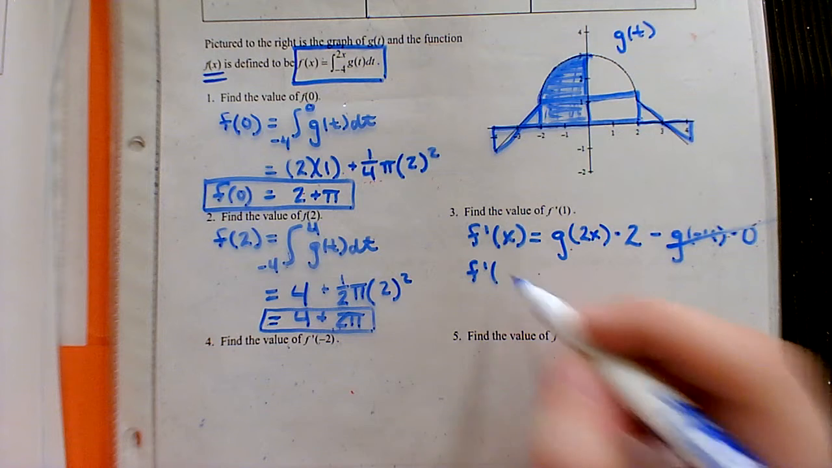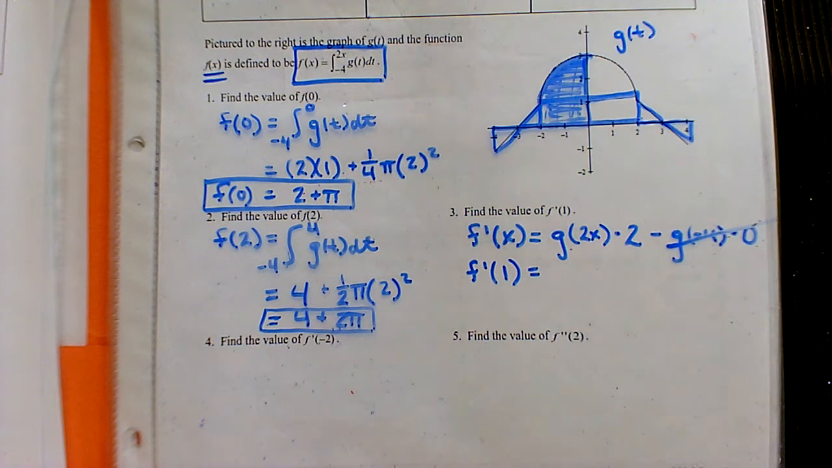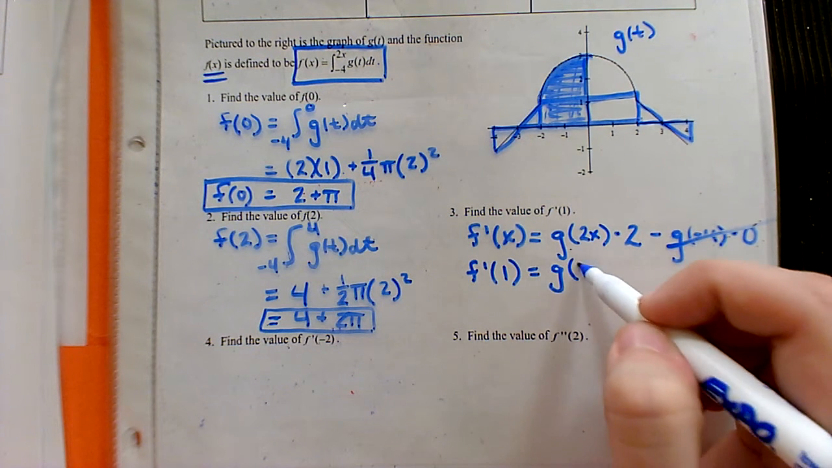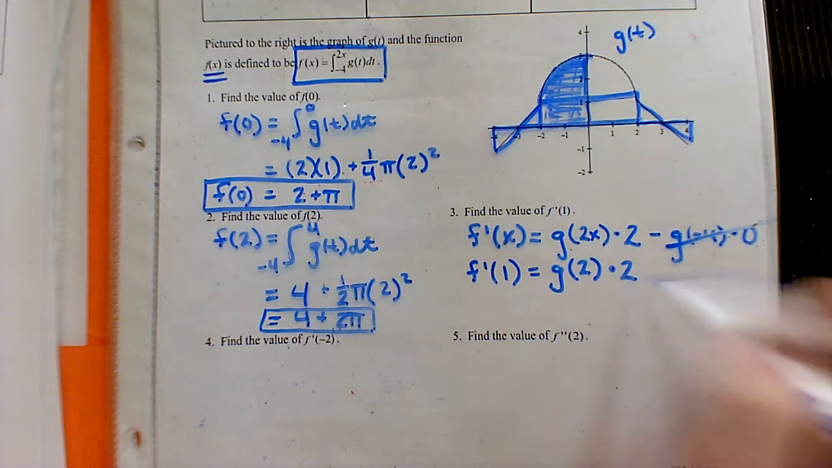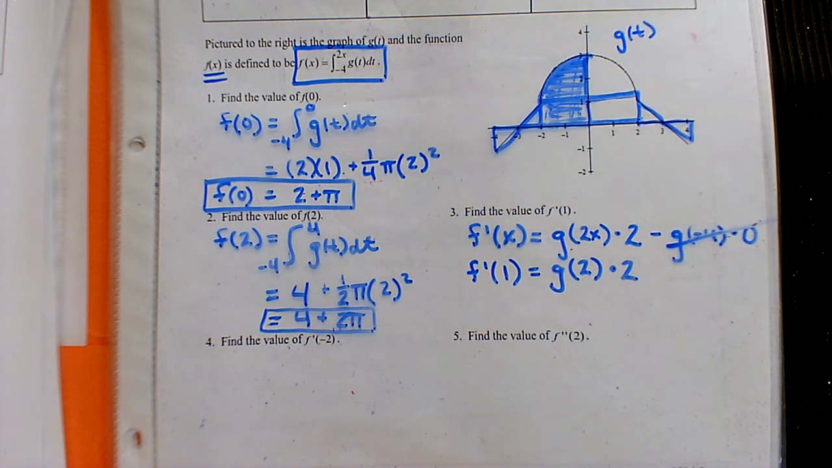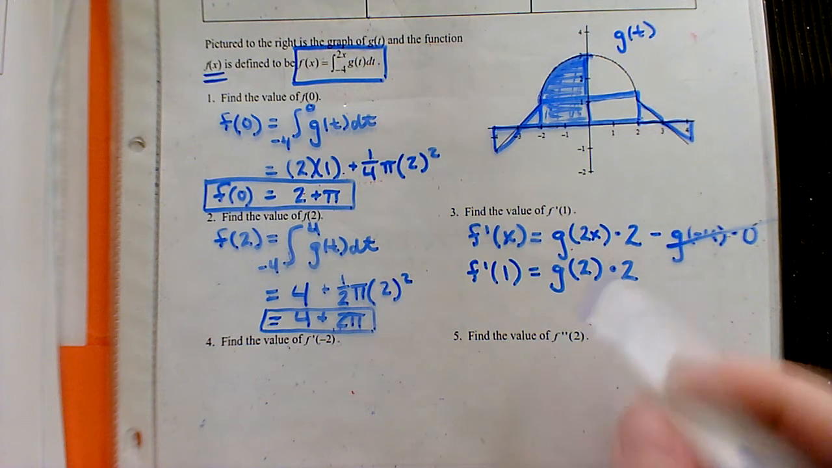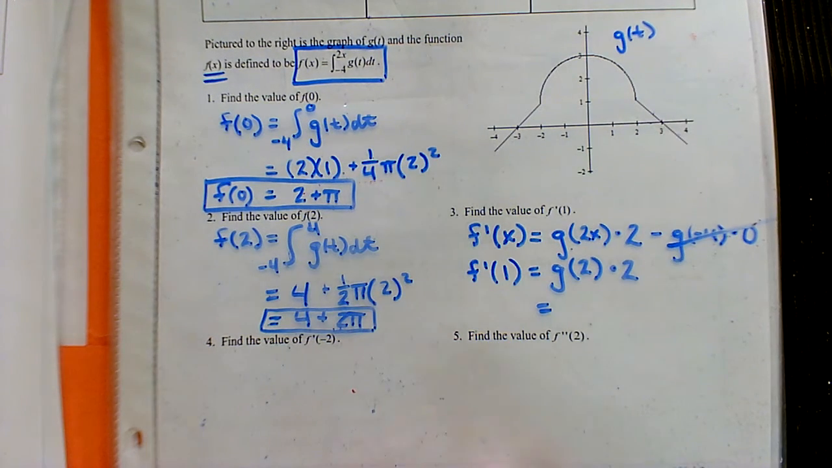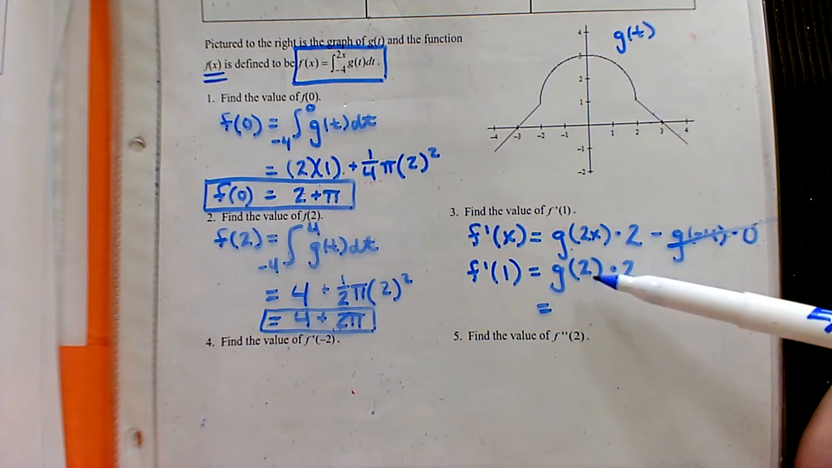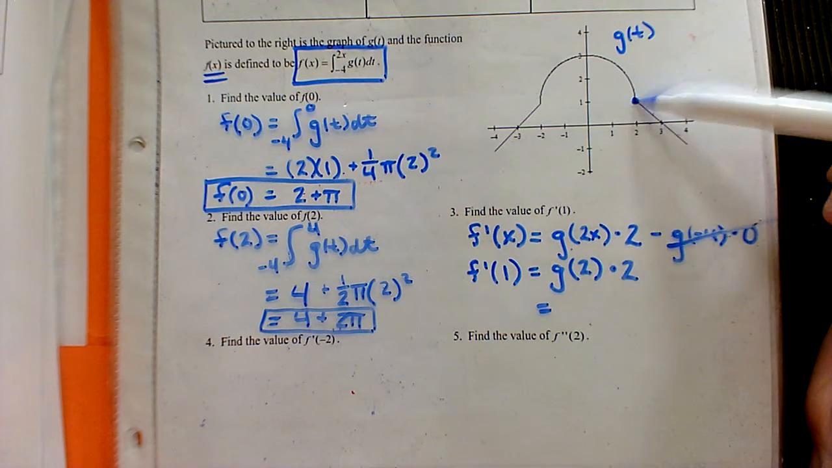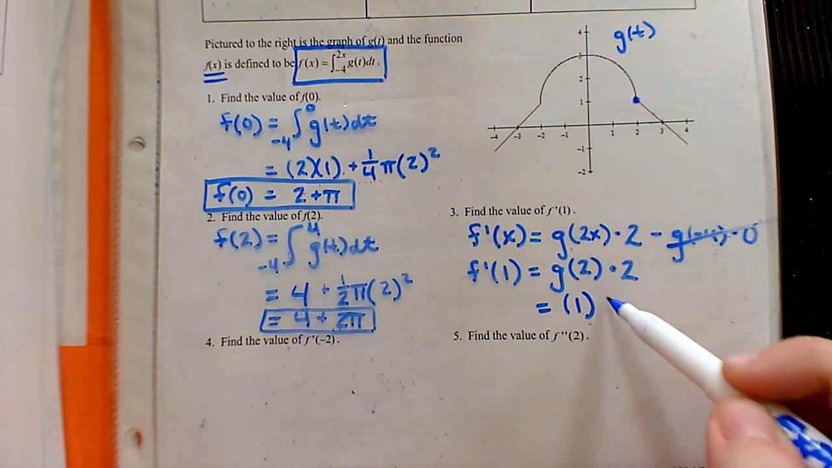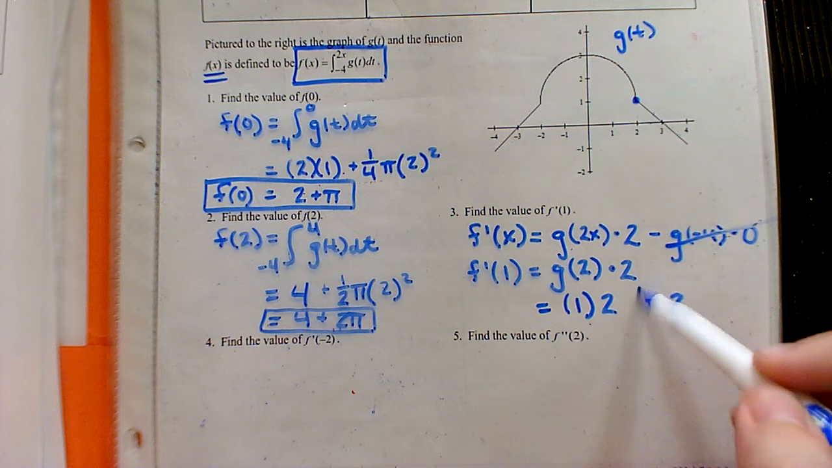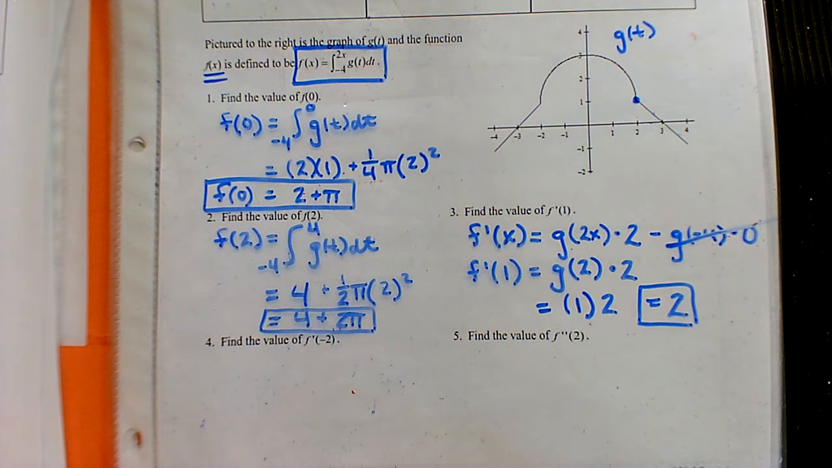Now they're asking us to plug in 1 for the x, so we got to figure out the g of 2 value and then double it. How might we want to do that? Look at the graph. They give us the graph of g. So we're going to plug in 2 into the graph. Looks like we get out 1. And if we double 1, we get 2. So f prime of 1 is 2.